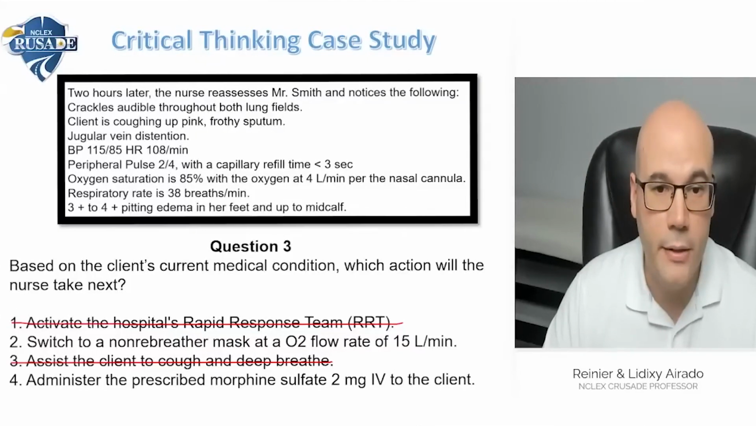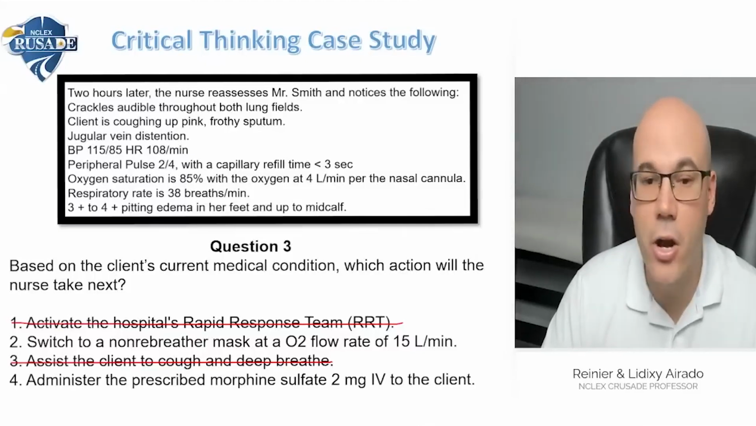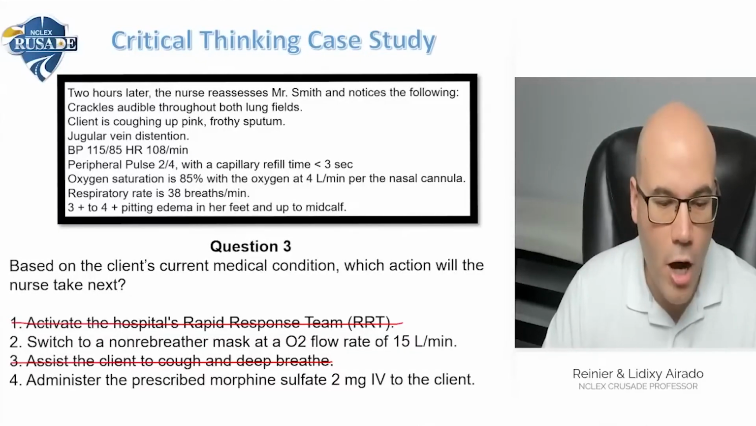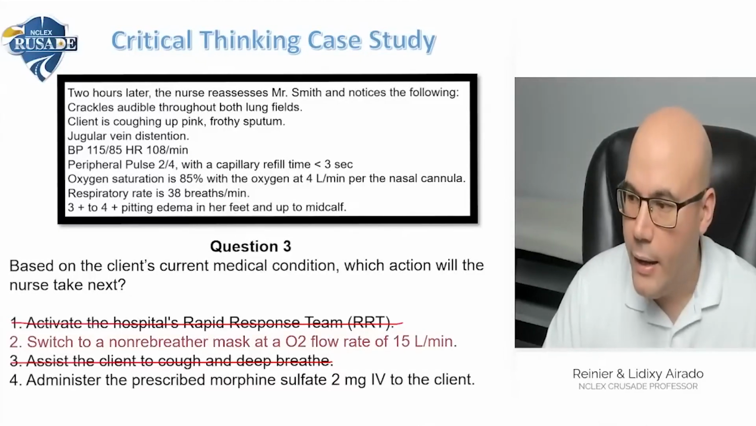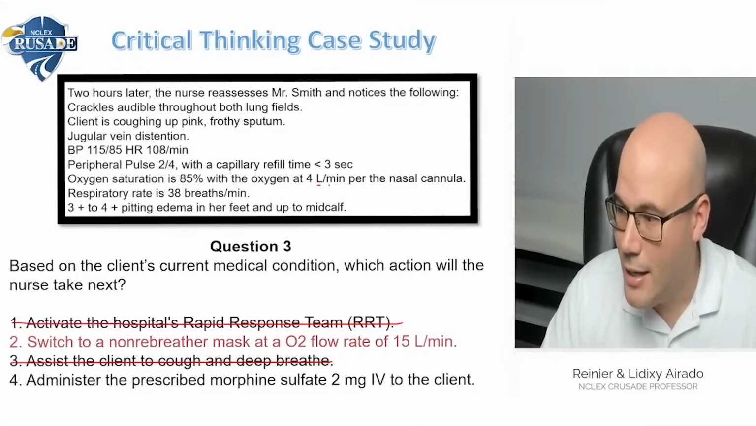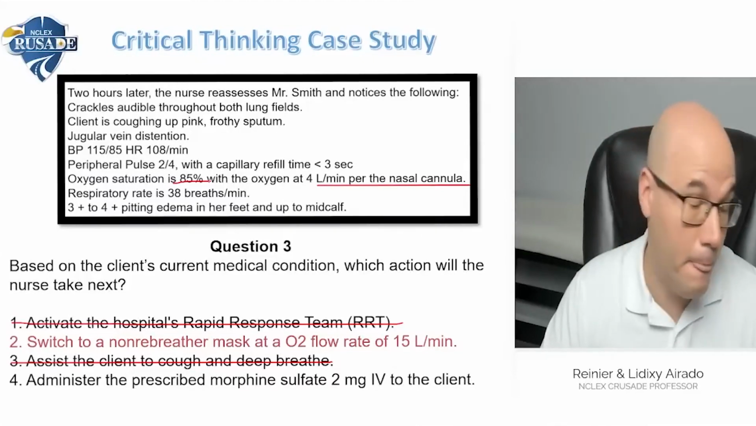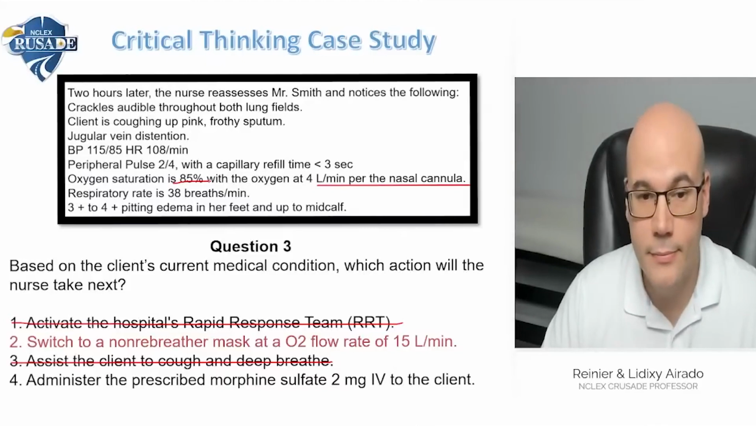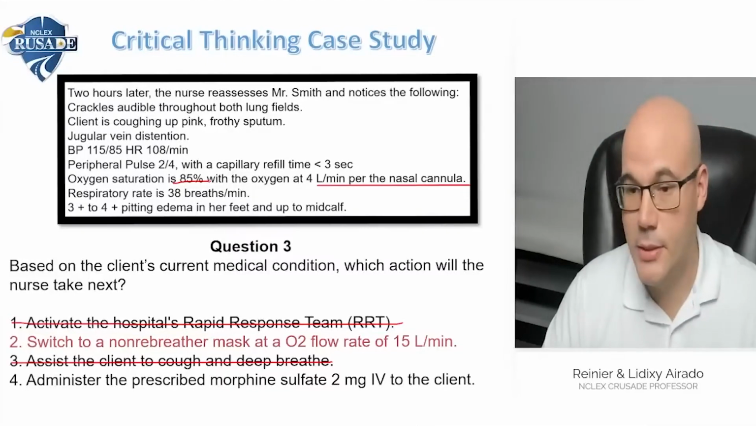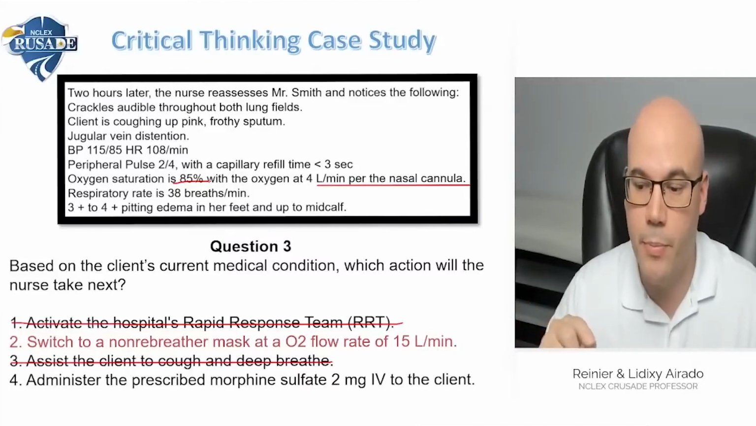4, administer the prescribed morphine sulfate 2 milligrams IV to the client. What is the priority? The priority would be to give a higher flow of oxygen. Why? What is the client receiving now? 4 liters nasal cannula, O2 saturation 85. This is not helping. I need to do something else to help with the breathing problem.